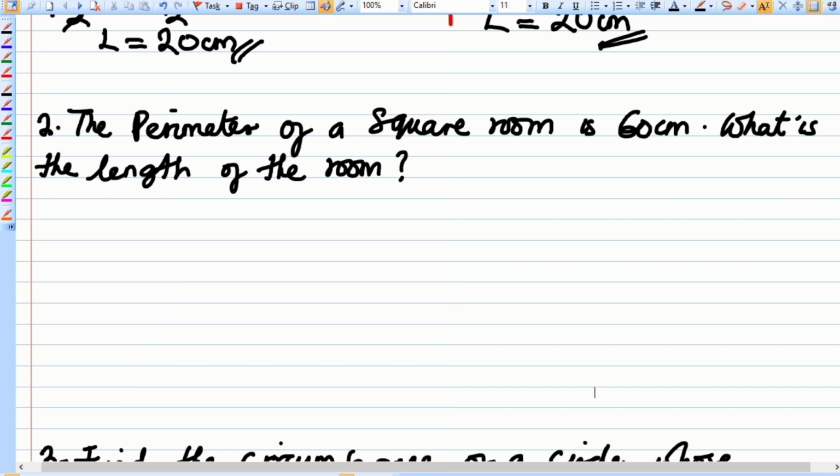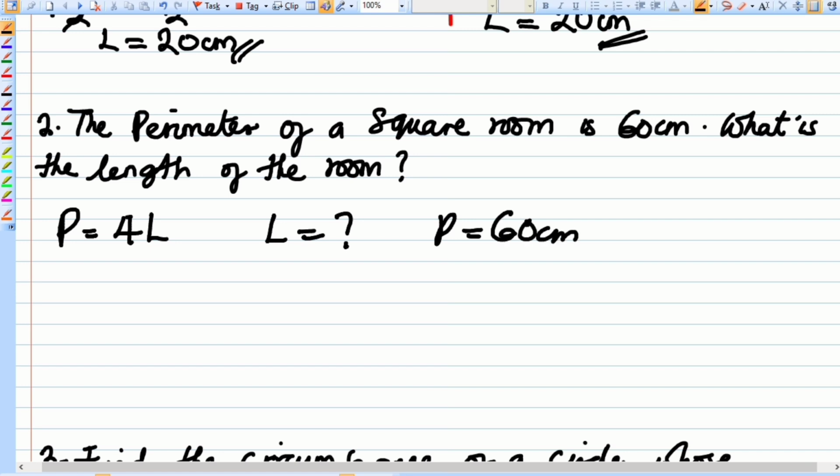Question number 2. The perimeter of a square room is 60 cm. What is the length of the room? So from the equation we derived in the previous video, the perimeter of a square is given by 4L. So 4 times the length, since all the sides of a square are equal. So in this question, we are looking for the length. The perimeter was given as 60 cm. So let's substitute the values. For P, we have 60 cm is equal to 4L, since we don't know L.